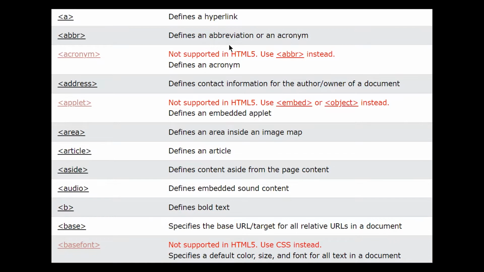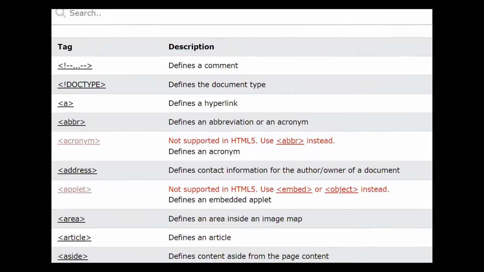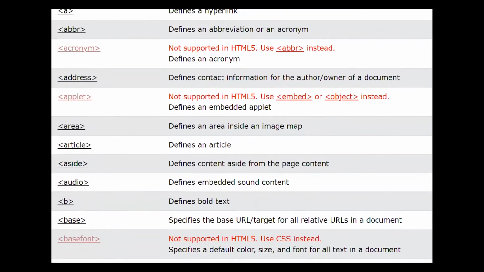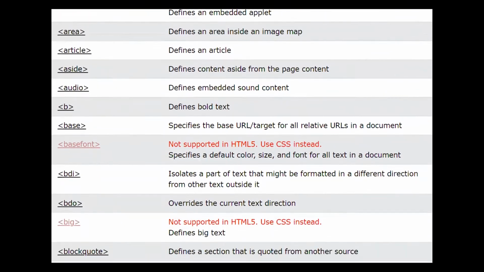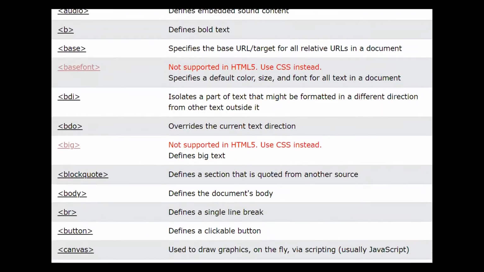These are the tags and this is the explanation. This is the description of the tags. Okay. Next, aside. This defines content aside from the page content. This defines embedded sound content. This defines bold text. This base tag specifies the base URL or target for all relative URLs in a document.